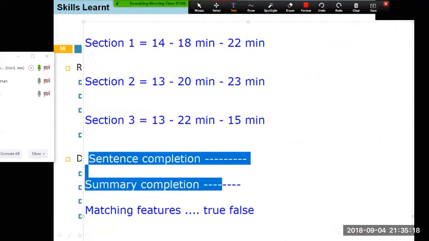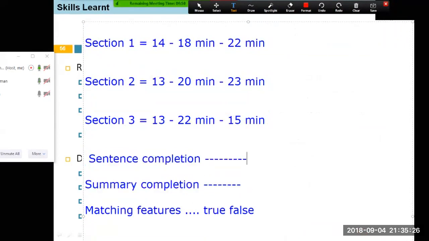Now, for these two types of questions, you will have to read from the passage. You cannot write any word based on a random guess. You will have to read the passage. That means this is time taking. This is also time taking, right?